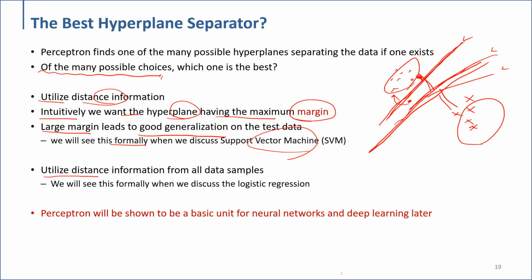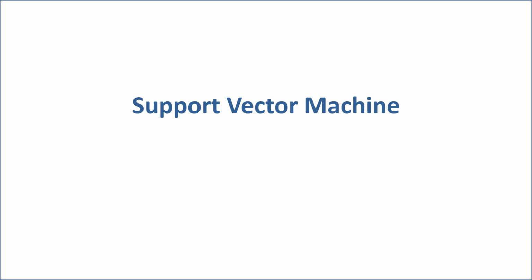So we need to utilize distance information from all data samples, and perceptron will be shown to be a basic unit for neural networks and deep learning, which will be discussed later on. So as we discussed earlier, from the idea to find the best hyperplane, from now on we're going to talk about the support vector machine. The main idea behind SVM is to separate classes as correctly as possible. So for that, we're going to select the hyperplane with the maximum margin.